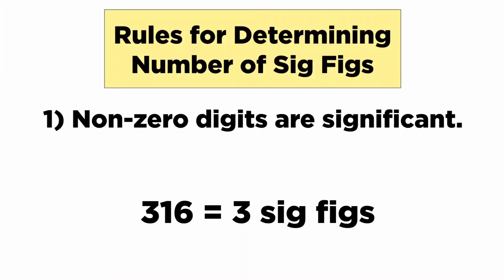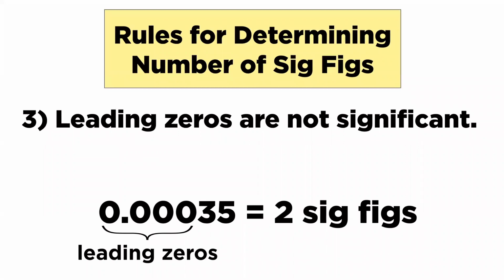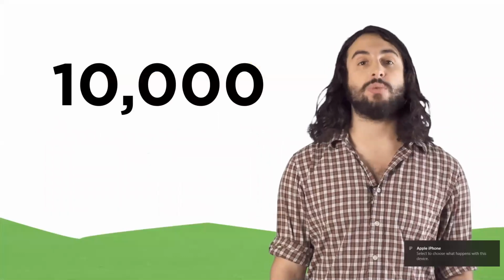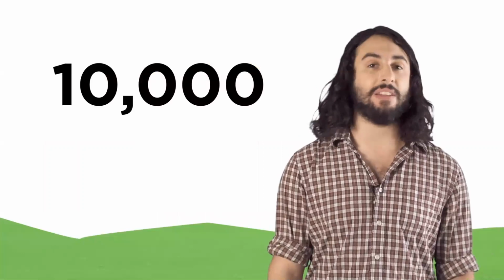1, any digit that's not 0 is significant. 2, zeros in between other non-zero digits are significant. 3, leading zeros, ones that come before the first non-zero digit, are not significant. And 4, trailing zeros, the ones that come after the last non-zero digit, are only significant if they are decimal zeros. So 10,000 only has one significant figure, which really means it's about 10,000, not exactly 10,000.